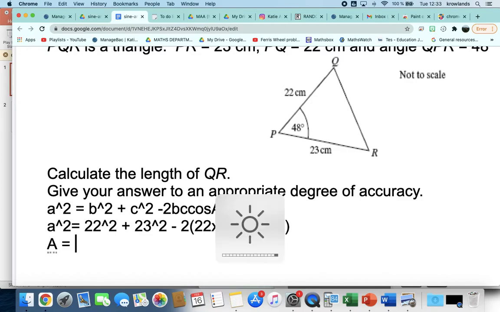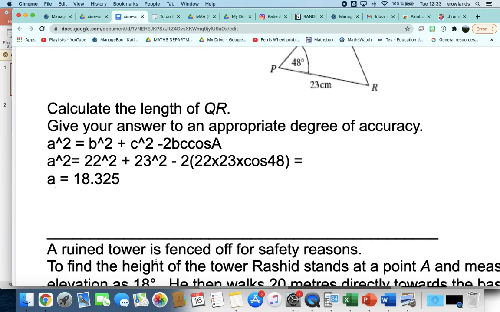So A equals 18.325. And remember, I didn't put the answer equal to 18.325 on this line of the equation because this is equal to a squared, and that would have been marked as incorrect.